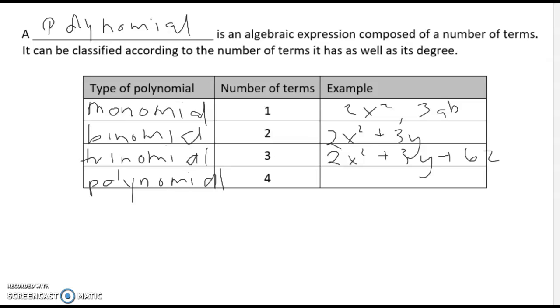So a polynomial. Let's do this. We'll do the 2x squared plus 3y. So we're actually just pulling all the ones from in front of us. Plus 6z, and then plus 5. Or for a change, let's say minus 5, because you can have negatives in there. All right, so here's one term, here's your second term, here's your third term, and here's your fourth term.